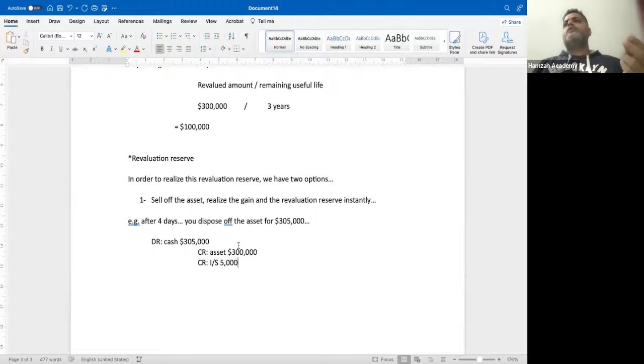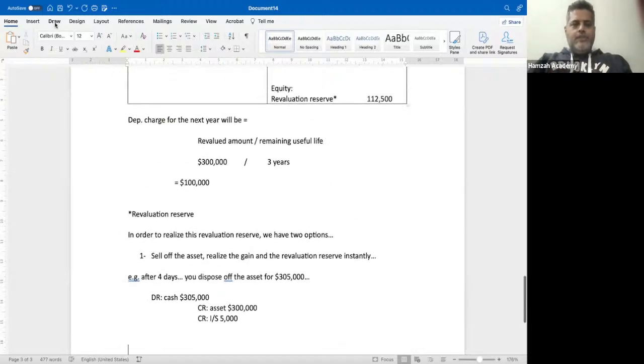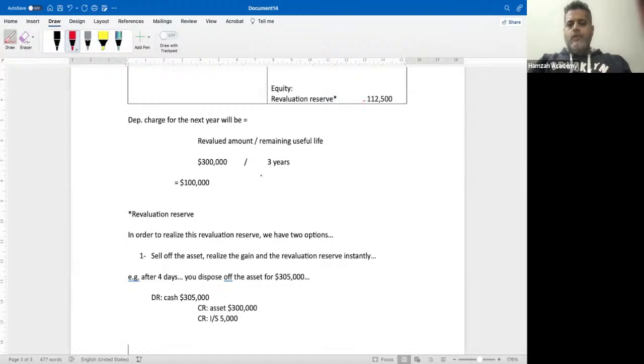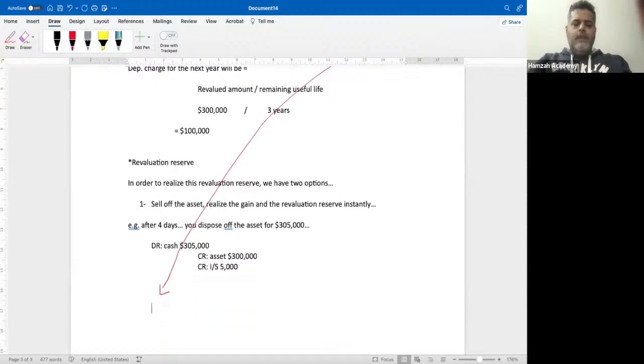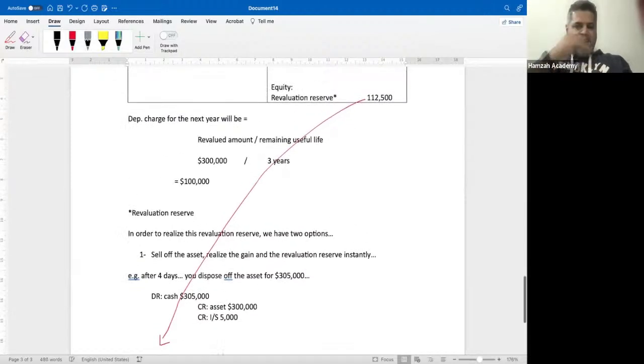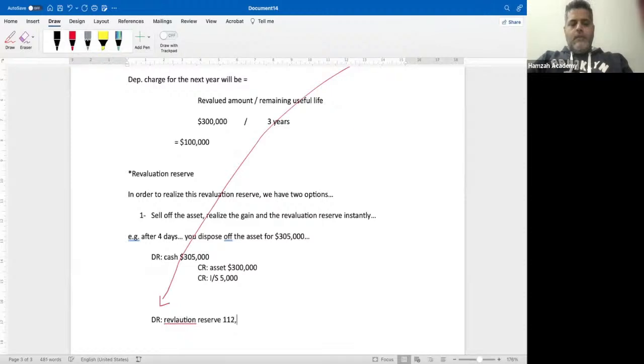Now, suppose you sold it for 298 over here. You sold the asset for 298, you'll have a loss on disposal, right? So over here, you just had a gain. Then with this, the corresponding second entry will be related to this revaluation reserve, because if you have sold the asset, you cannot maintain this revaluation reserve over here as well, right? So for this, what will happen? You will debit the revaluation reserve, right, with 112,500, and you will credit retained earnings with 112,500.